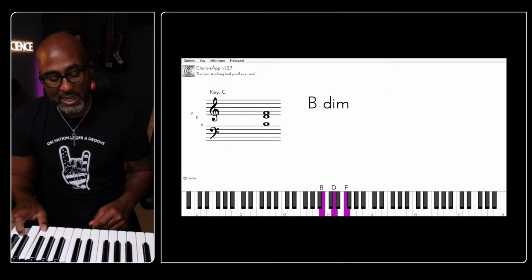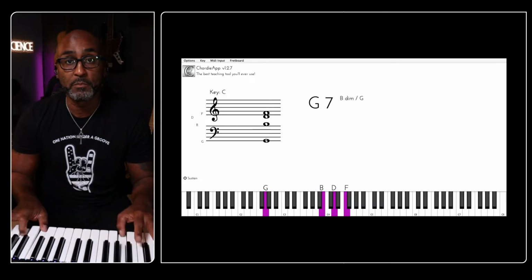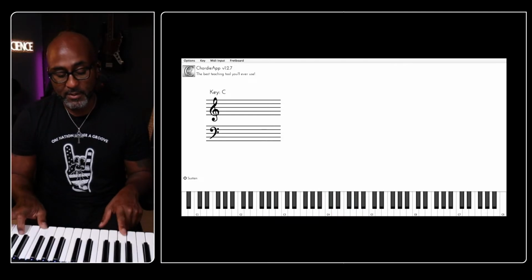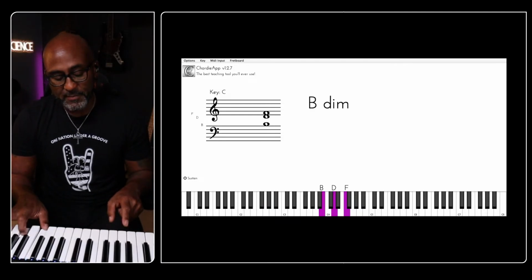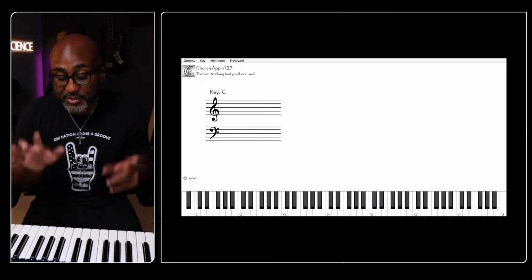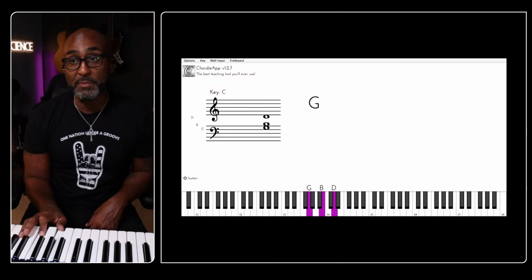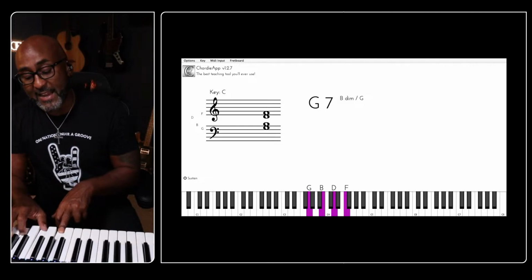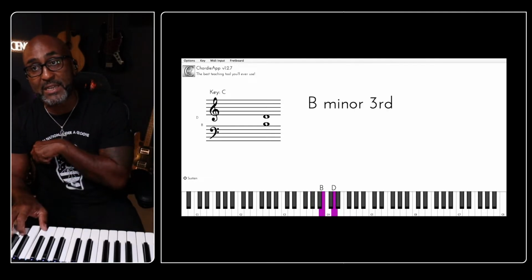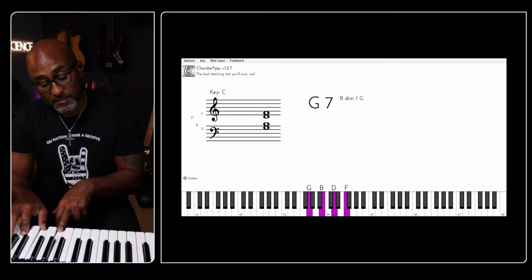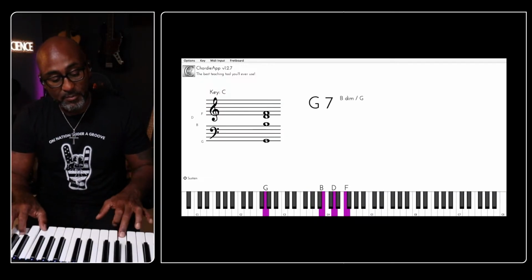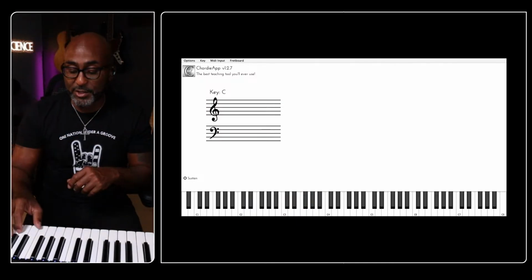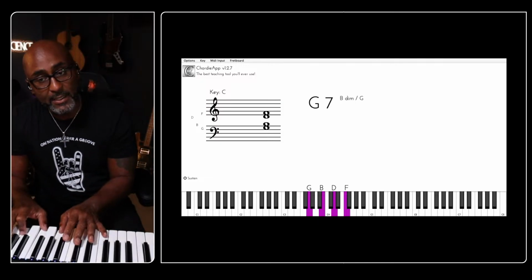So that's B diminished. But watch what happens when I put a G in the bottom. All of a sudden, that G note changes. Here's the G major triad. It has the same two notes as the B diminished. But they want to go home. So it's just basically showing you how they're related. Okay?